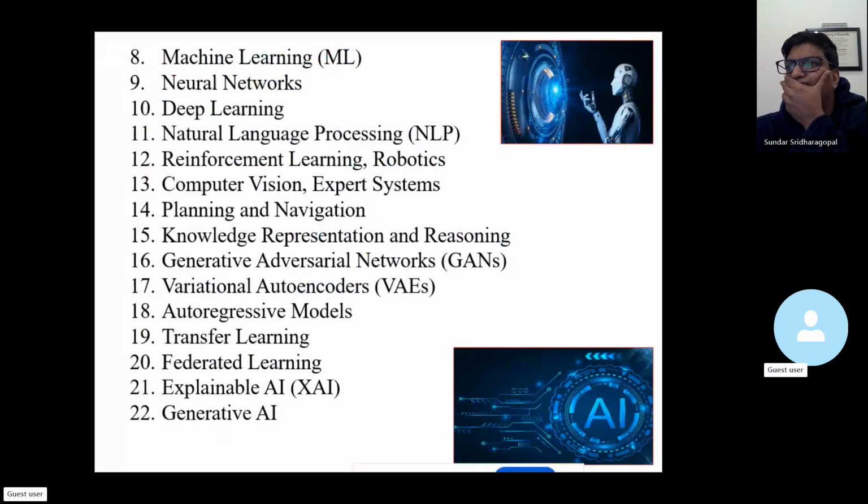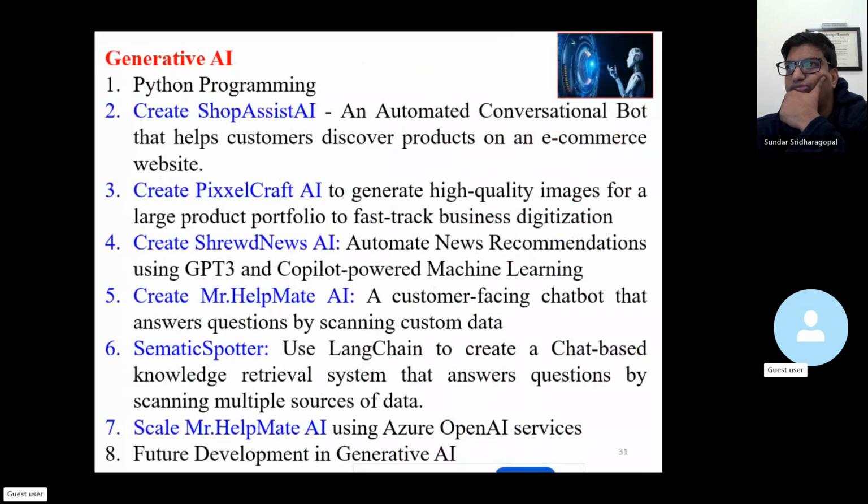And variational autoencoders, auto-regressive models, transfer learning, federated learning, explainable AI, generative AI. These are the latest concepts I am explaining for the corporate training, and these are the latest trends in artificial intelligence. Then followed by generative AI. This is the latest concept.